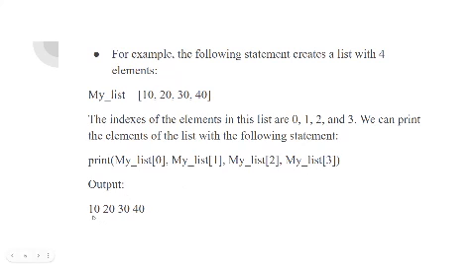Output will be: in my_list, the value at index 0 is 10, so it is going to print 10. The value at index position 1 is 20. The value at index position 2 is 30. The value at index position 3 is 40.